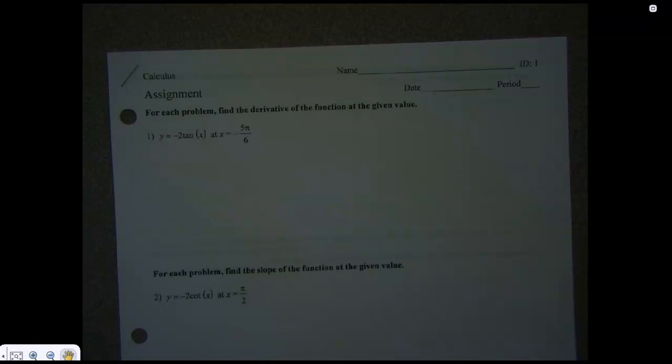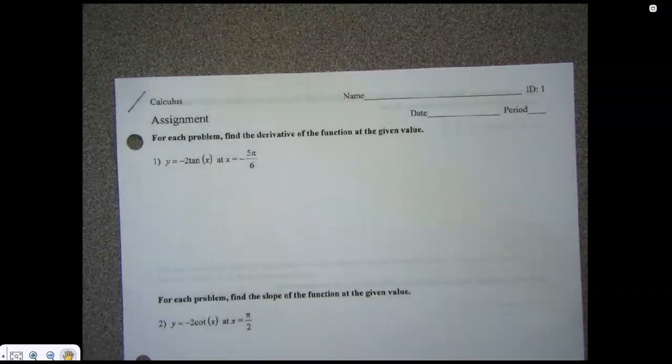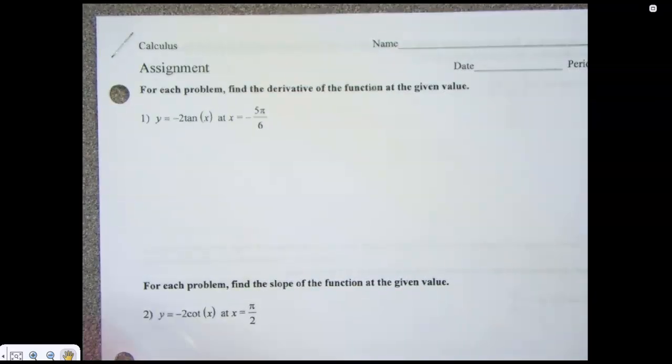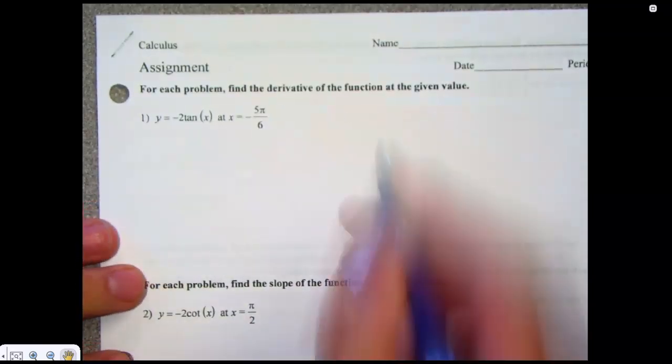Alright, so let's look at the first one here. Again, there's nothing new on here. It's just practicing the trig mostly. So that comes up right away. You've got the negative 2 in front of the tan. So I want to find the derivative of the function at the given value.